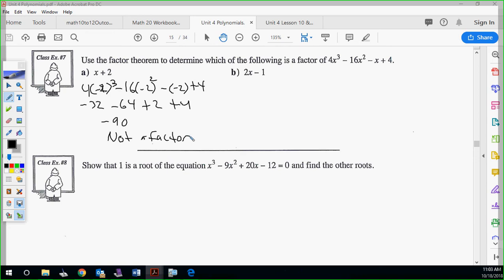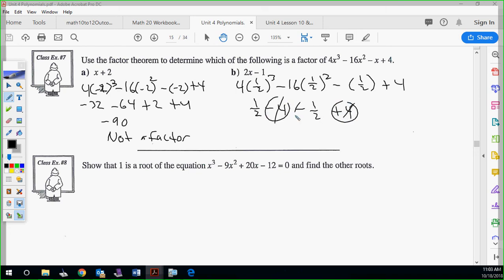(2x minus 1), so we're trying 1/2. Again. Okay. 1/2 cubed is 1/8. 1/8 times 4 is 1/2. 1/2 squared is 1/4. 1/4 times 16 is 4, so -4. And then I can see it. I like it. 4's cancel. Halves cancel. Yes. Factor.